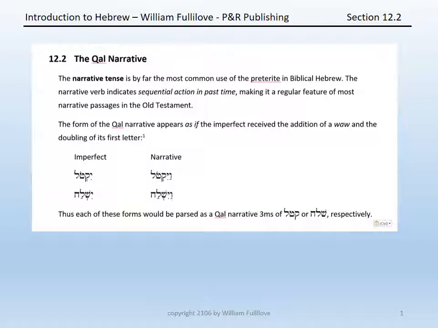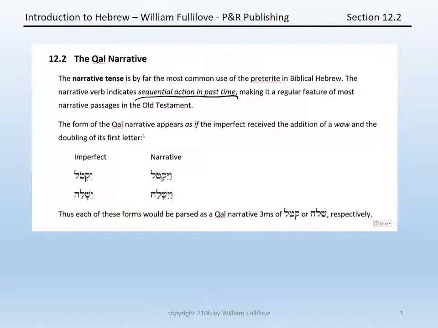The most common use of the preterite in Biblical Hebrew by far is the narrative tense. A narrative tense verb indicates sequential action in past time. Given that most of the Old Testament's narrative passages are told in that fashion, you will see a large number of narrative verbs as you read the Hebrew Bible text.